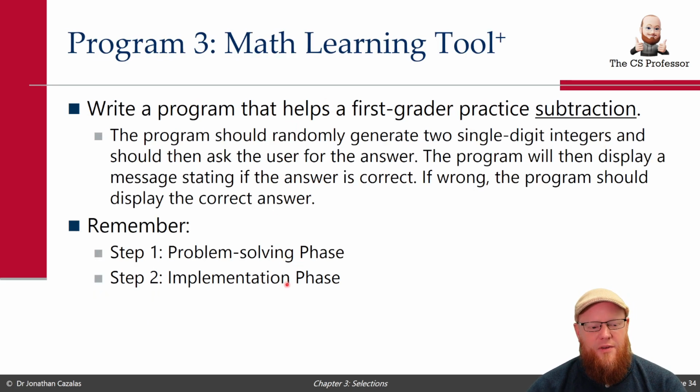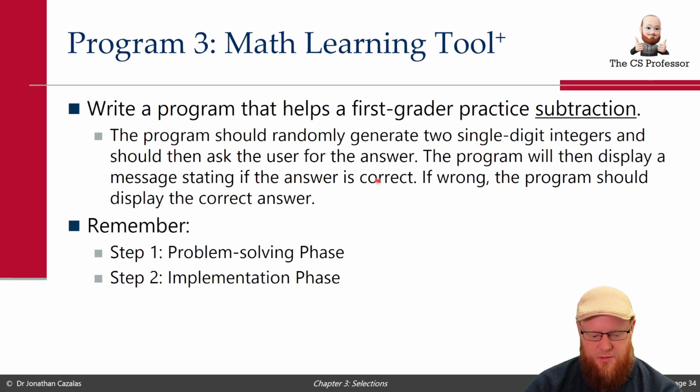So here we have a program for us to do. Write a program that will help a first grader practice subtraction. This program should randomly generate 2 single-digit integers and should then ask a user for the answer. The program will then display a message stating if the answer is correct, or it will display a message that it is wrong, and it will print the correct answer if in fact it is wrong.